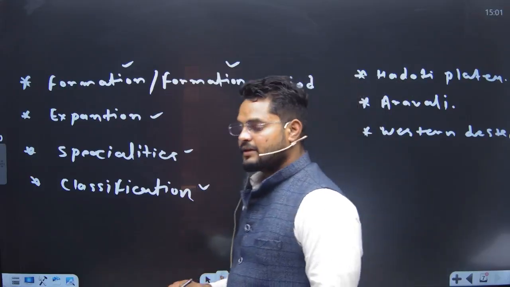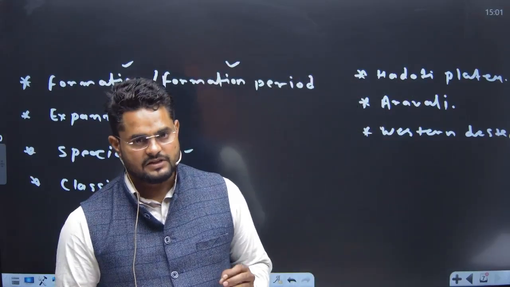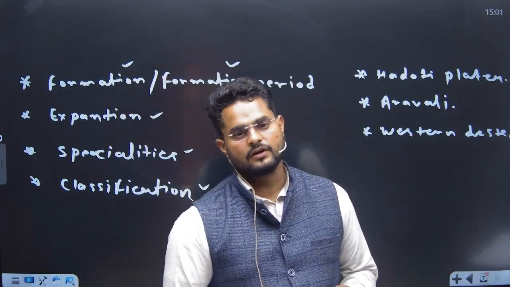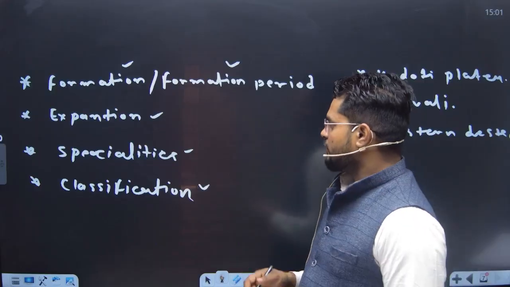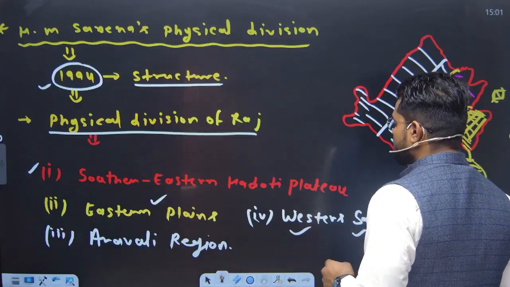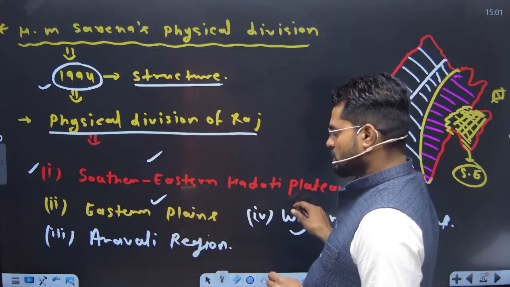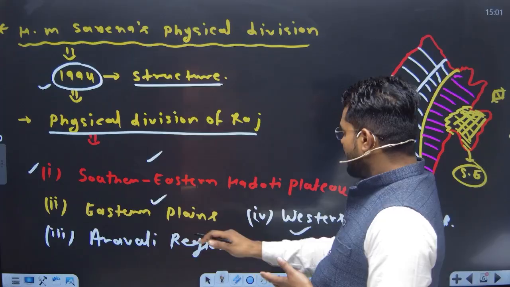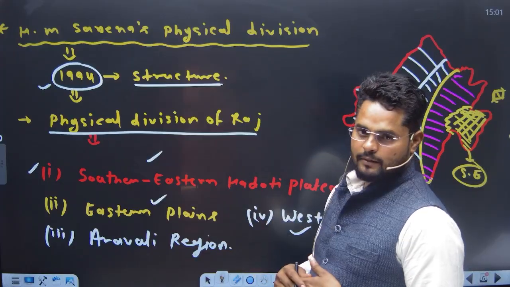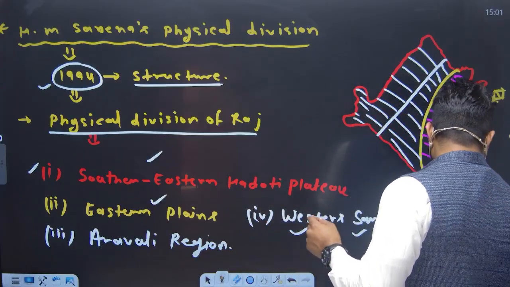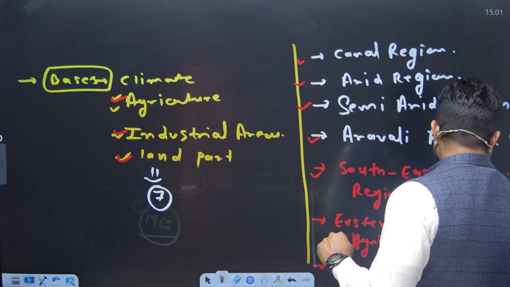So dear student, this is the base of the physical division of Rajasthan. In the next class we will discuss each of the four physical divisions of Rajasthan, which are the southeastern Hadoti plateau, eastern plains, Aravalli region, and western sandy plain. But now, lastly, we complete the revision of our class.